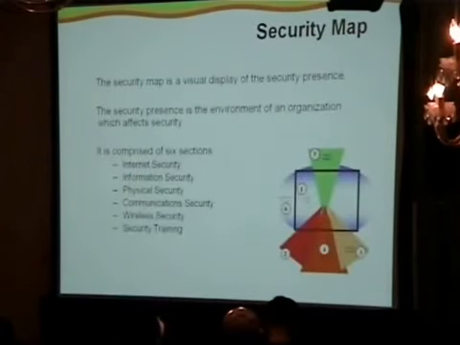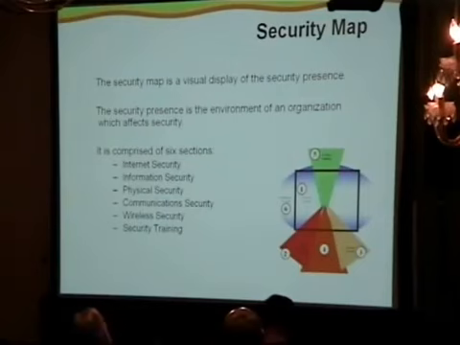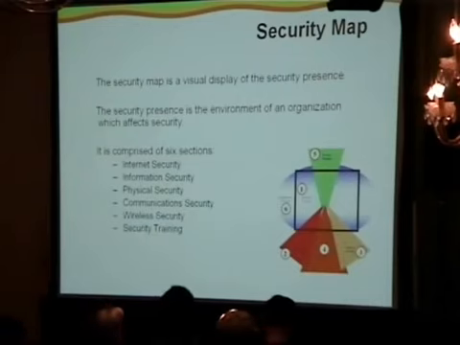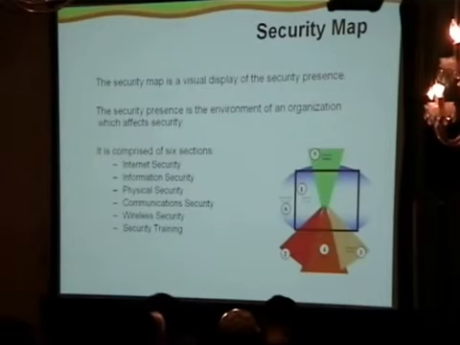So let's look at the security map. The security map is a visual display of the security presence. Within the OSTEM, we break the security presence into sections, modules, and tasks. The sections directly correspond to the 6 sections in this security map. These sections represent the security presence of a company: internet security, information security, physical security, communication security, wireless security, and security training.